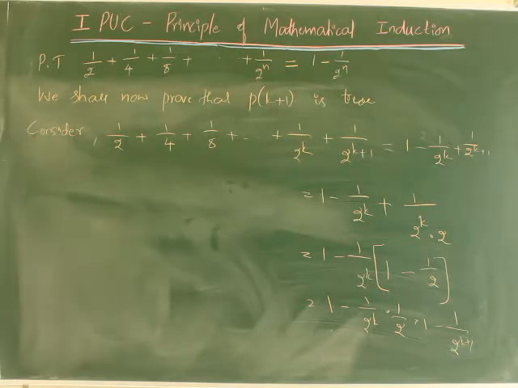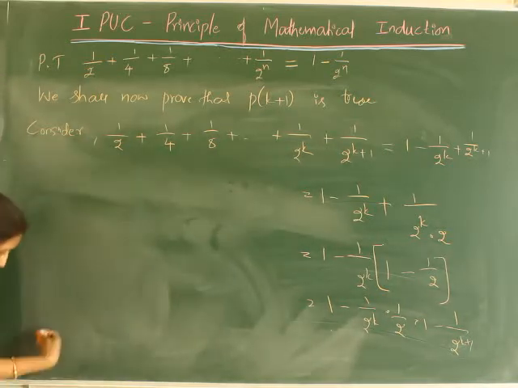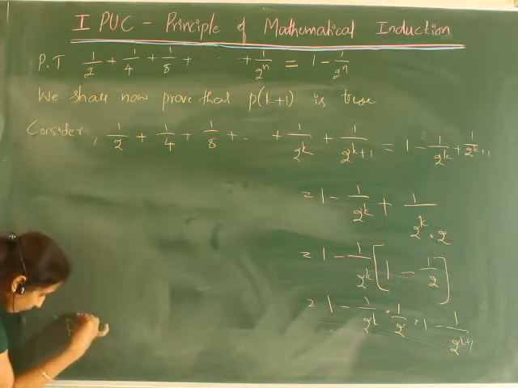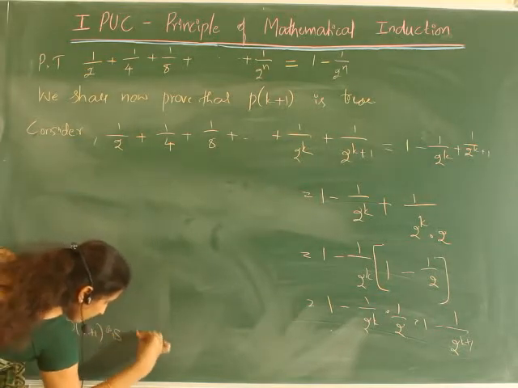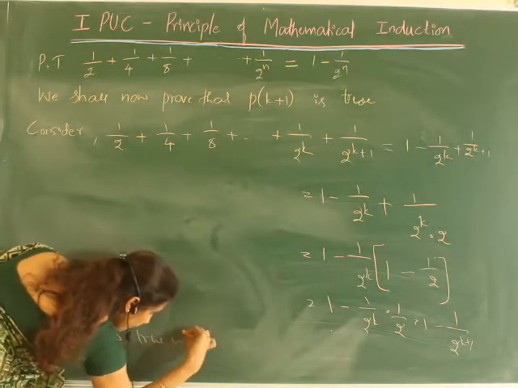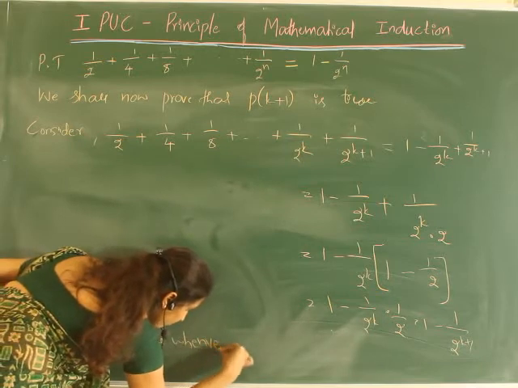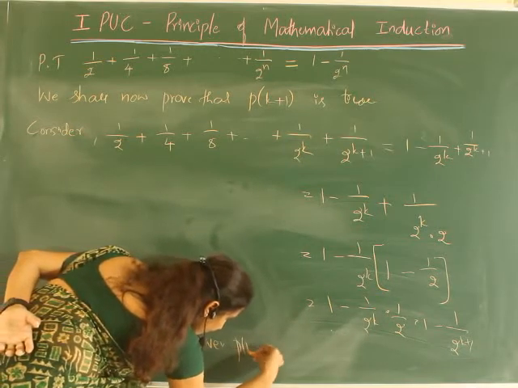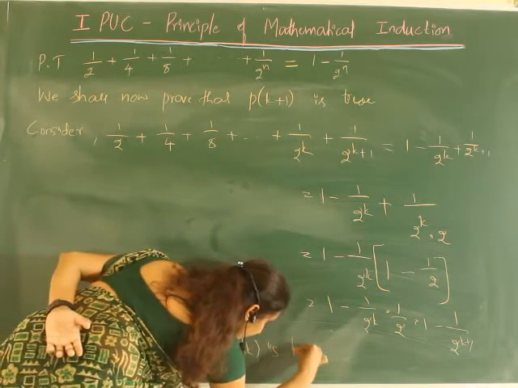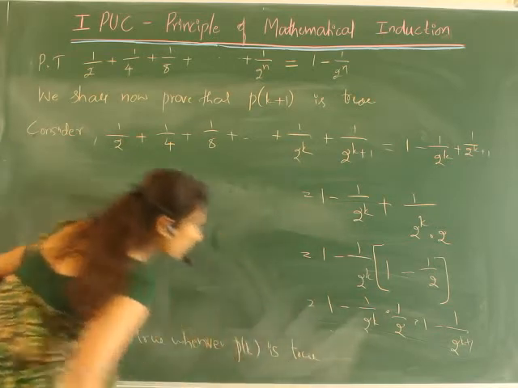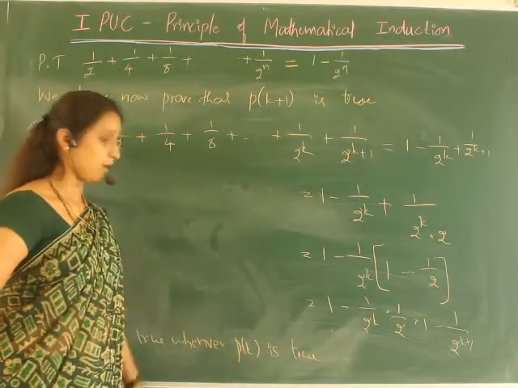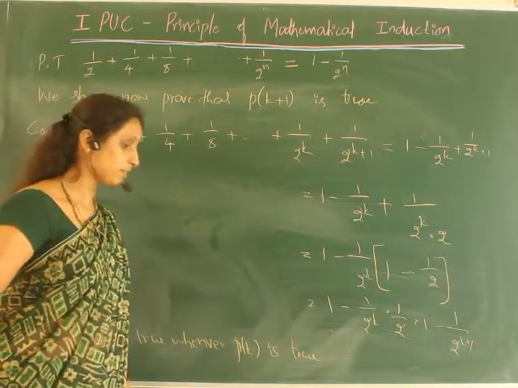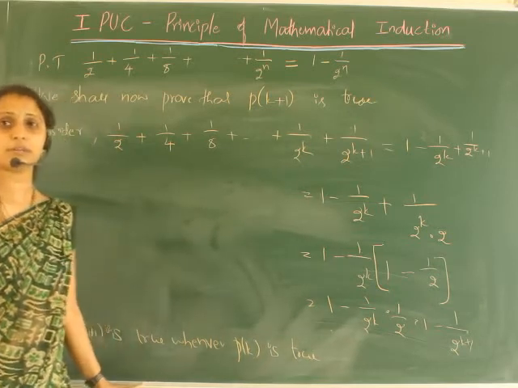Therefore, what is the conclusion? P of k plus 1 is true whenever p of k is true. After this simplification you have to write this sentence: p of k plus 1 is true whenever p of k is true.